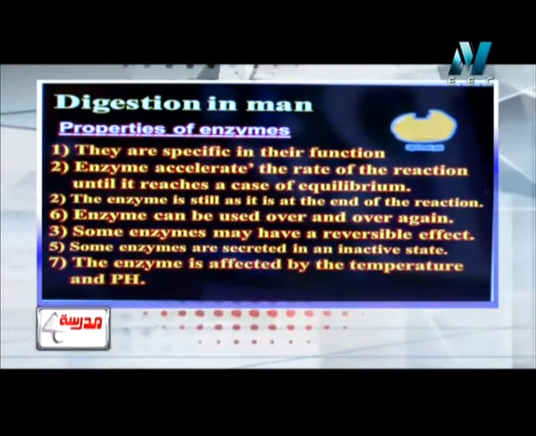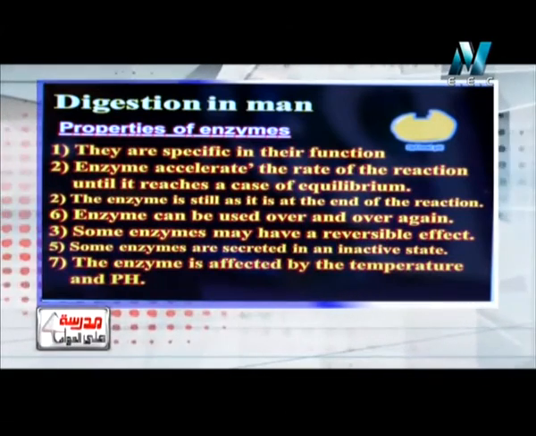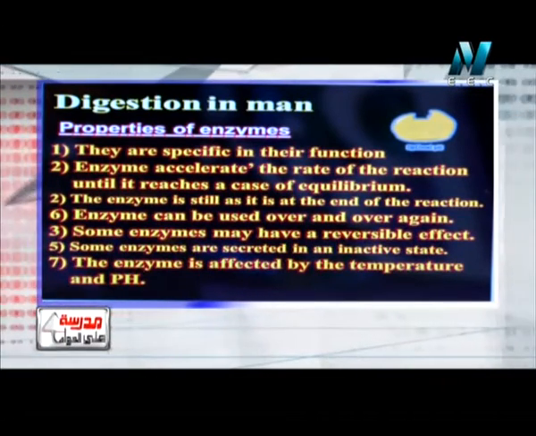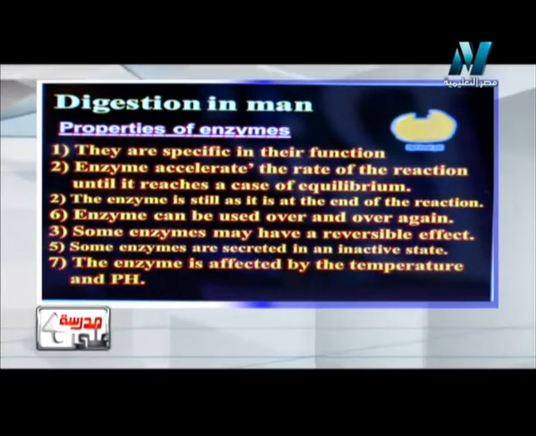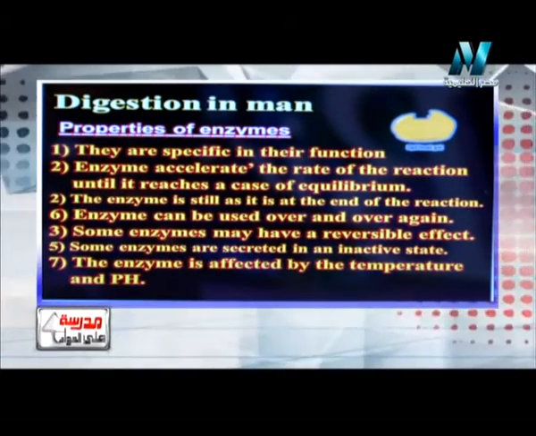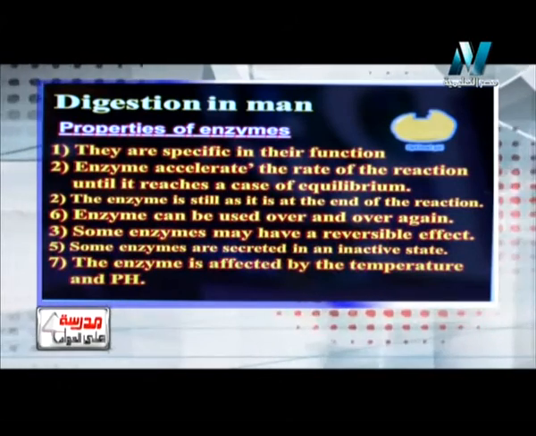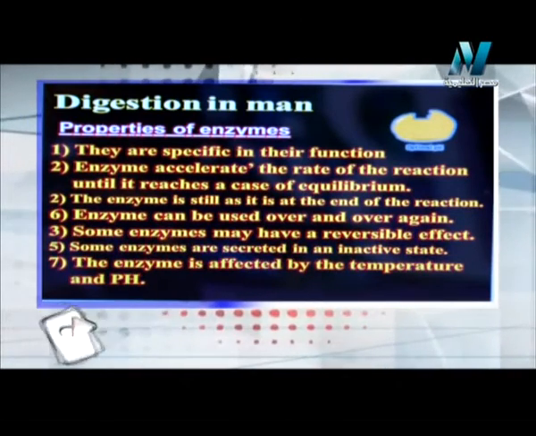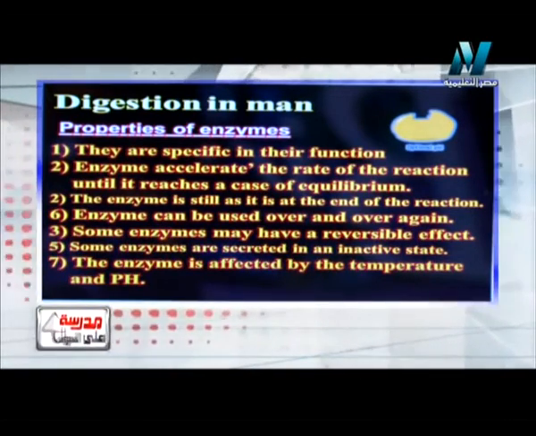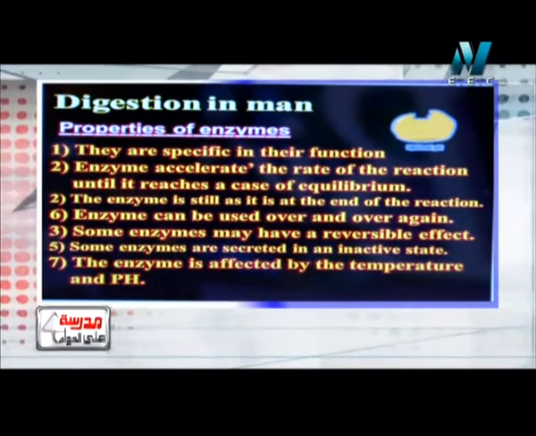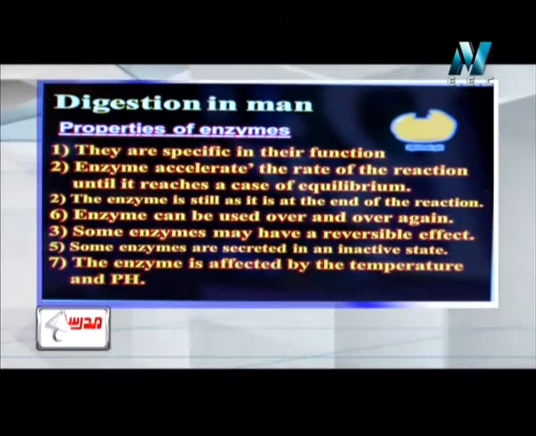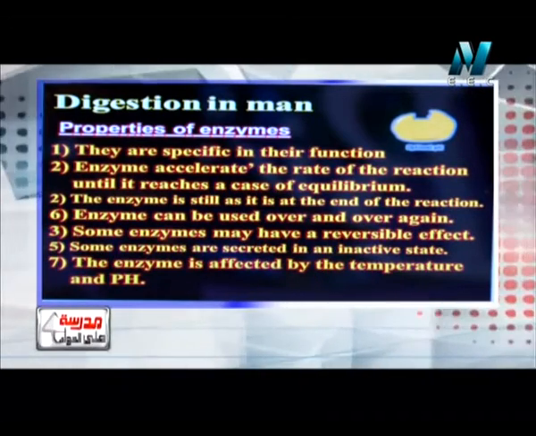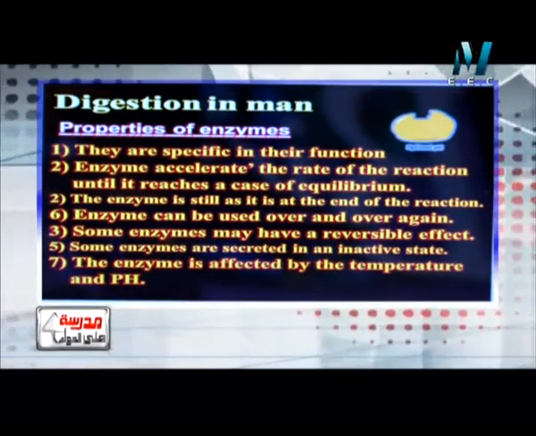The reaction rate increases until it reaches equilibrium. The enzyme is still as it was at the end of the reaction. Enzymes can be used over and over again. Some enzymes may have a reversible effect. Some enzymes are secreted in an inactive state, and the enzymes are affected by the temperature and the pH.